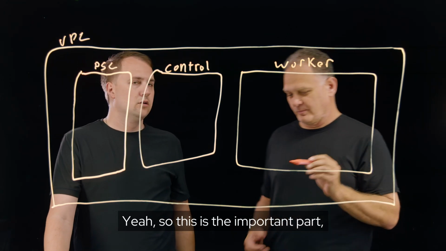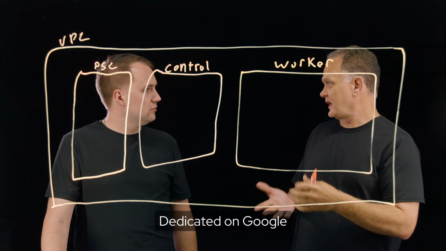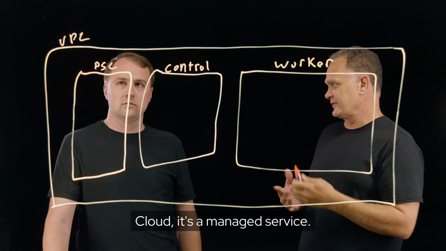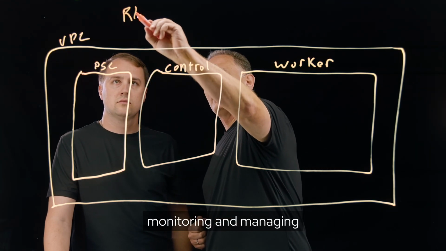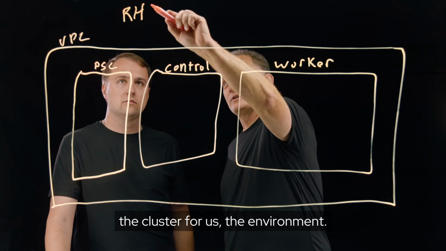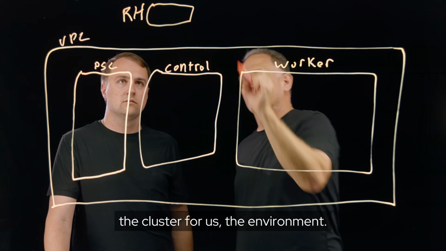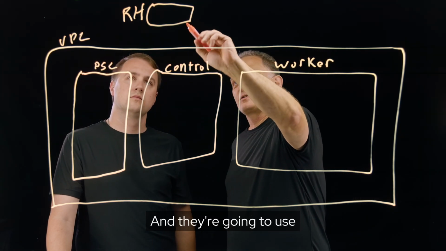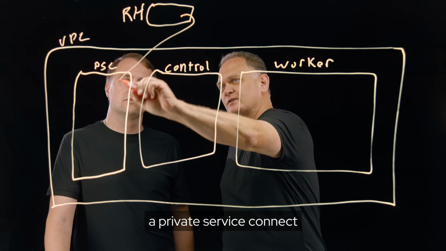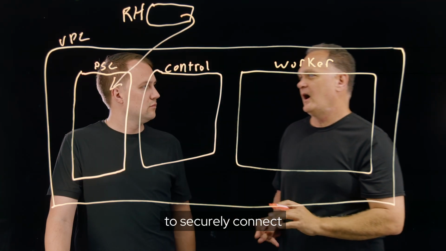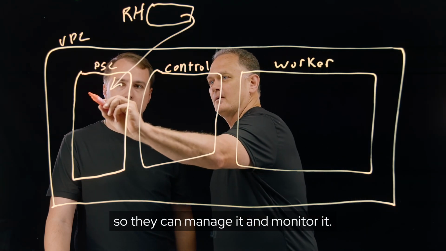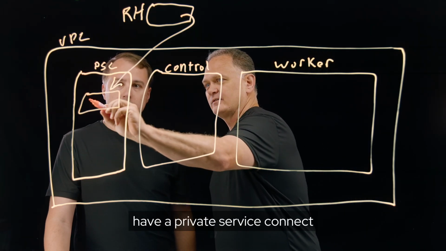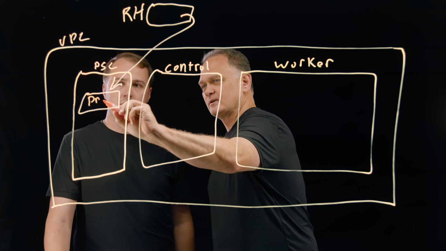Yeah, so this is an important part because OpenShift Dedicated on Google Cloud is a managed service. So our Red Hat SREs are going to be monitoring and managing the cluster for us, the environment, and they're going to use Private Service Connect to securely connect into the customer account so they can manage and monitor it. So here we're going to have a Private Service Connect attachment.